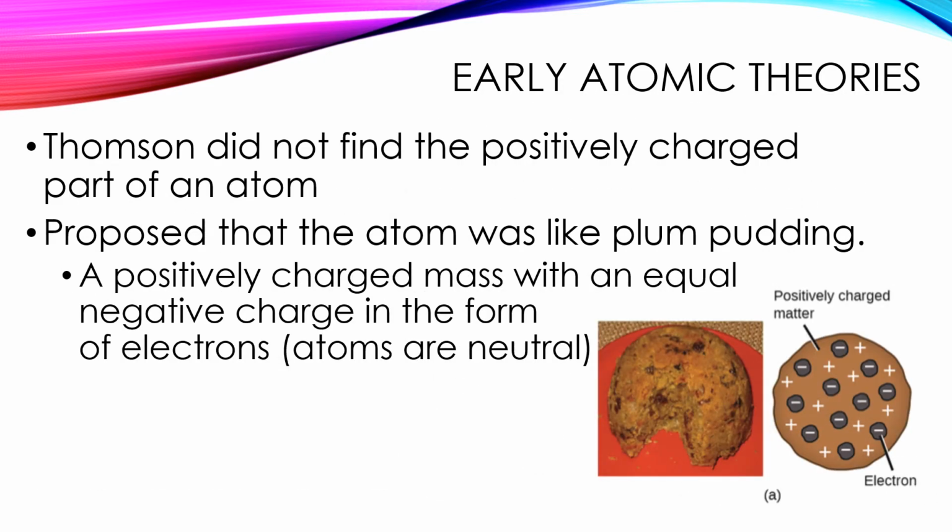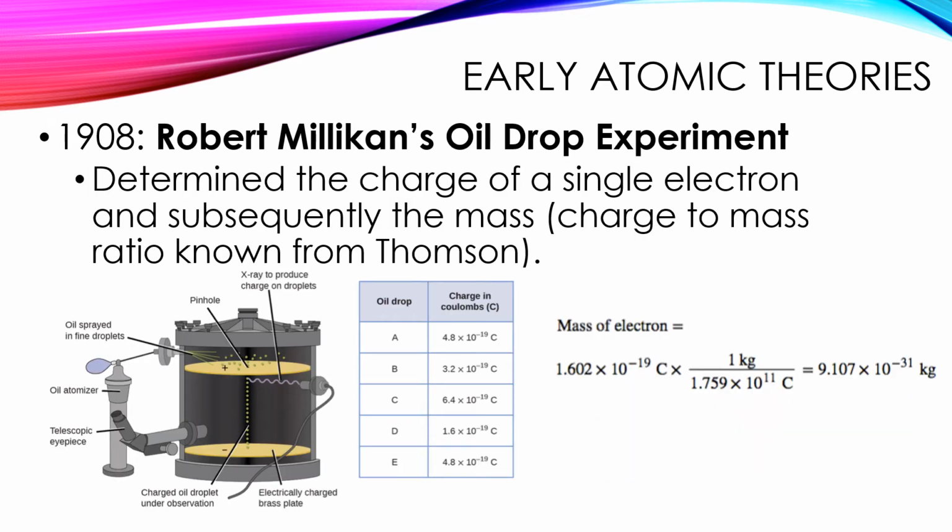He didn't know that there was also a positively charged particle. He just considered the whole atom to be positively charged with these little negative particles embedded within it. You'll often hear this referred to as the plum pudding model. And then we did an experiment: Robert Millikan figured out the exact charge of a single electron, and the charge to mass ratio he used from Thomson. This is not super important to know. It's just another milestone within the atomic theory.